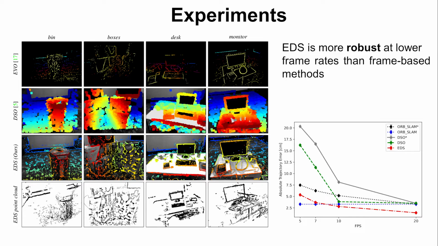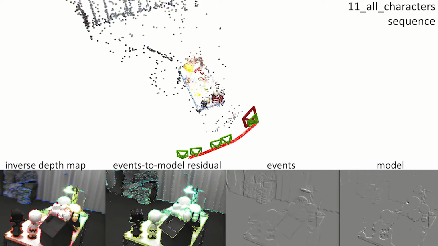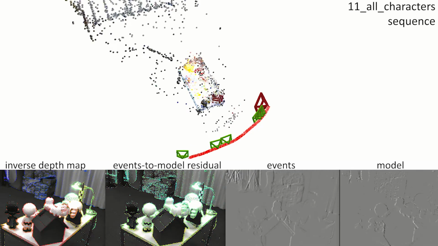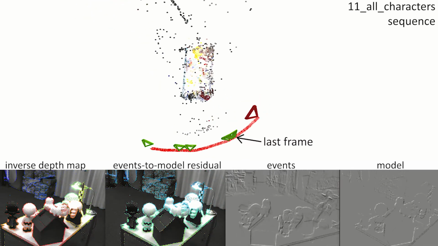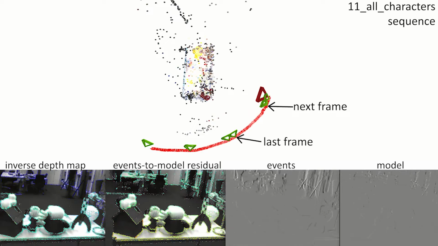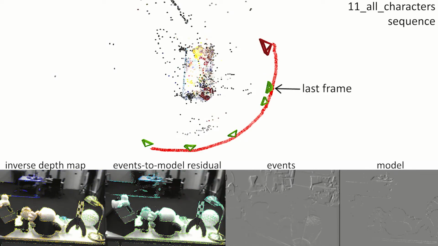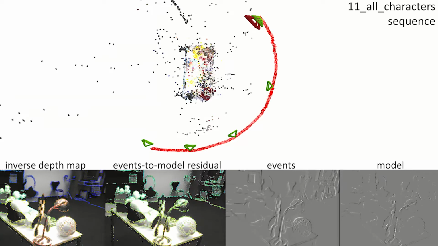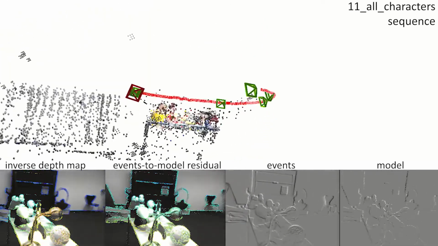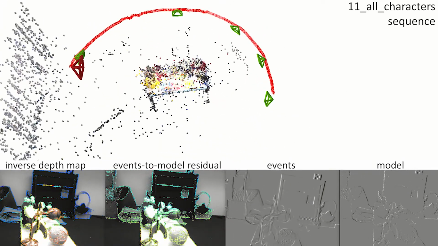EDS is more robust at lower frame rate experiments than frame-based methods. This is because EDS can continuously track the camera motion in the blind time between frames. When a new frame is given, classical photometric optimization triangulates new points without losing camera tracking thanks to the events. It opens the door to sparingly trigger frames on demand and track the motion in between.